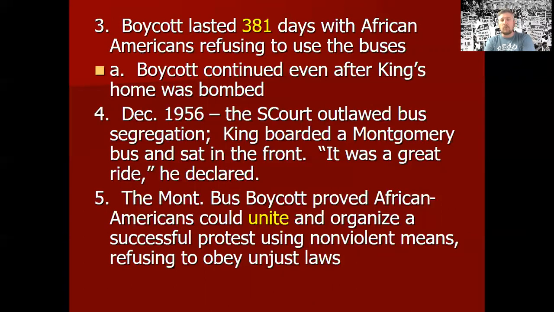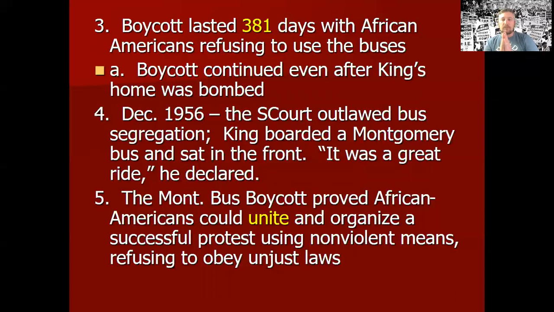Ultimately, the Supreme Court would rule on the Montgomery bus segregation, and they did outlaw that segregation. Dr. King would be the very first one on board a bus. He sits in the very front, and as you can see there, he said it was a great ride. Fairly modest for a major moment here in sparking the civil rights movement.